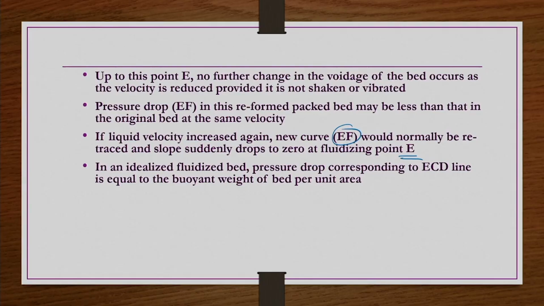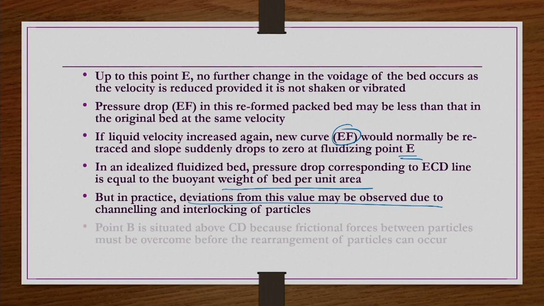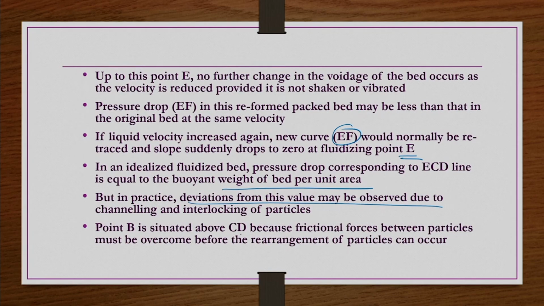In an idealized fluidized bed, the pressure drop corresponding to the ECD line is equal to the buoyant weight of the bed per unit area, but in practice, in reality, small deviations from this value may be observed due to several reasons like channeling, interlocking of the particles, wall effects, etc. Point B is situated above the CD because frictional forces between the particles must be overcome before the rearrangement of particles can occur.